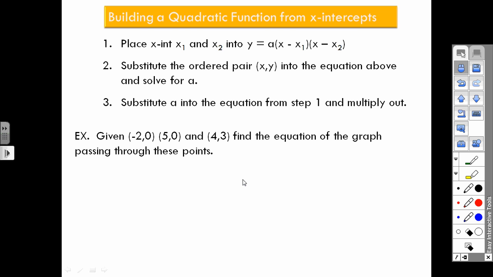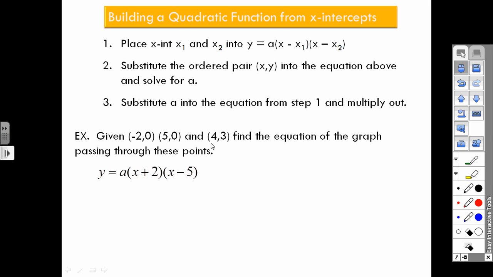Okay, so step 1 was to create our equation by plugging in the x-intercepts. Remember, the x-intercepts go here for x1 and x2, and you're always subtracting them. So if it's x minus -2, that becomes x plus 2, and then x minus 5. Now remember, don't forget the a. You're not done at this point. You don't just multiply these out and say you're good to go. We actually have to figure out what a is.